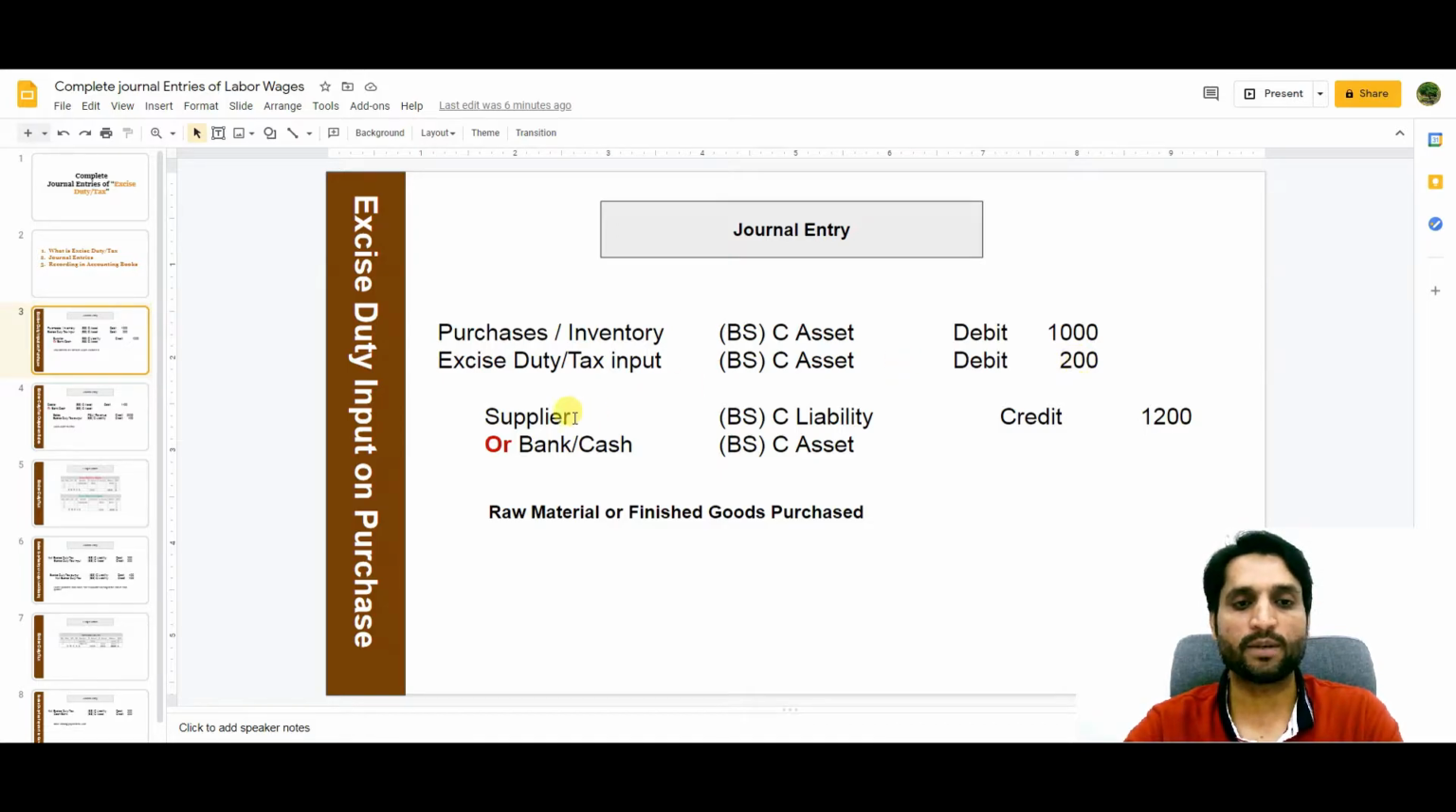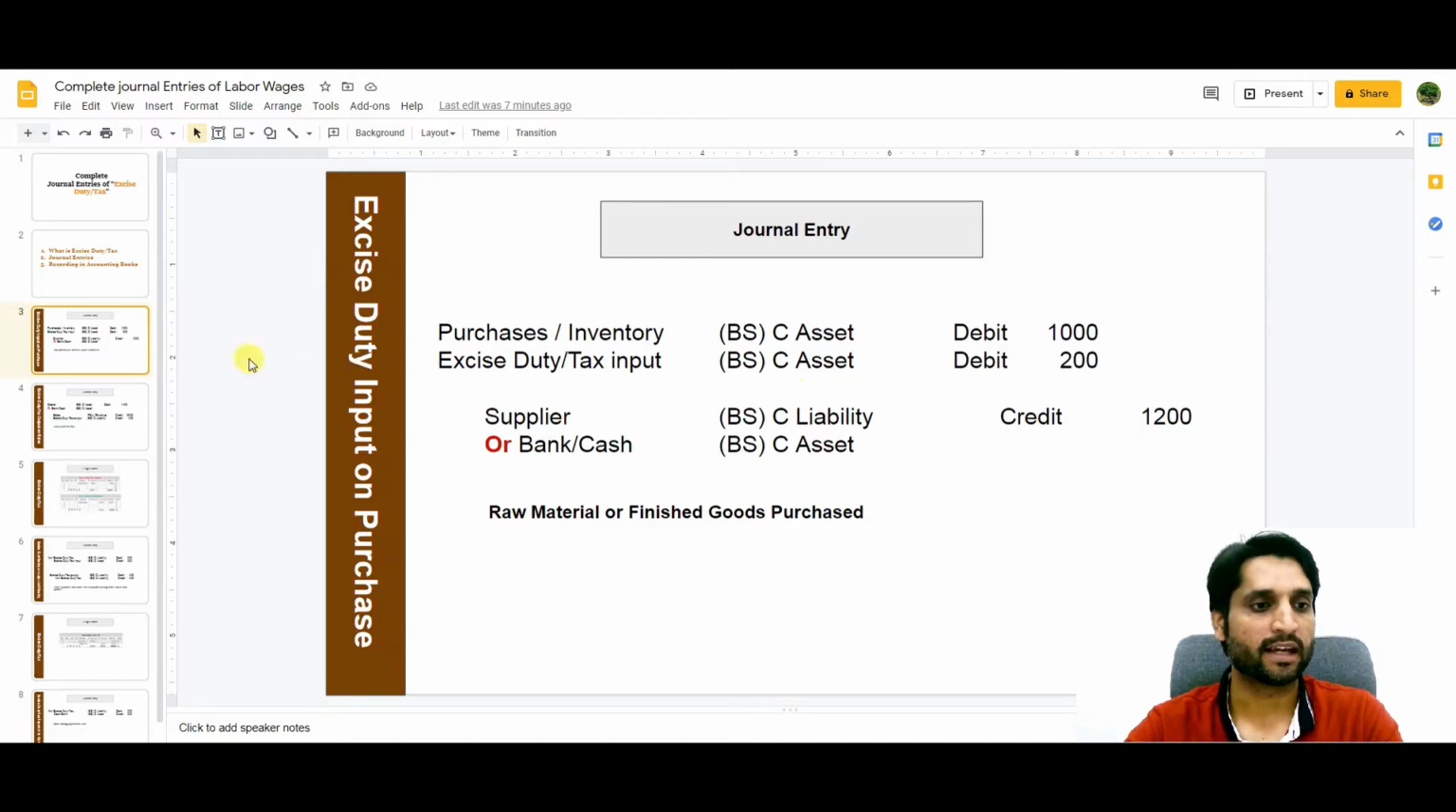Now the credit will be supplier. If we are buying on credit basis, the supplier will be our current liability under the balance sheet, 1200. Or either bank or cash account, which are our assets, will be credit by 1200. So from these two accounts, one account will be credit. Here raw material or finished goods are purchased and recorded, with the excise duty tax input account as debit. We have paid the duty to the government at customs clearance while importing, and if we buy locally, then we have paid this much money to the manufacturer.